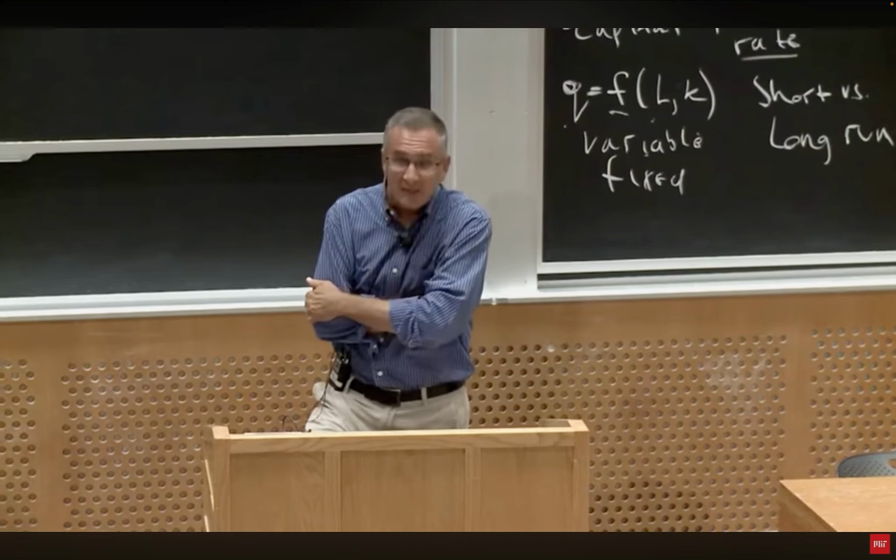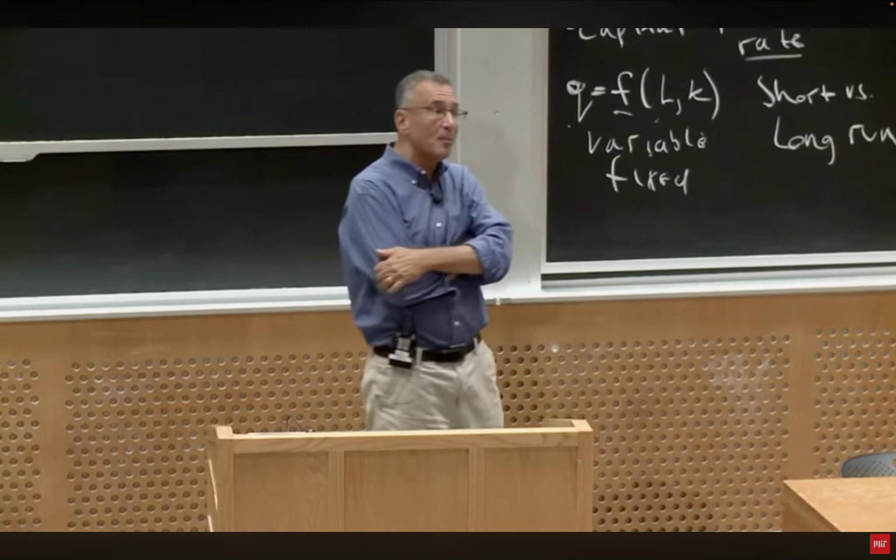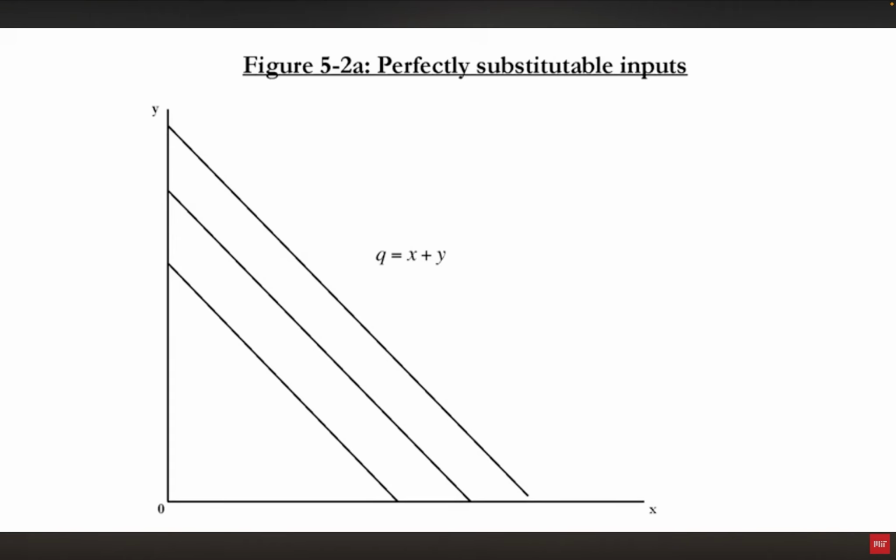Okay, but basically the idea is these inputs are perfectly substitutable. So it doesn't matter if you have a unit of labor or capital, it just matters the total number of units you have, and that determines your production. That would lead to these straight downward sloping isoquants.